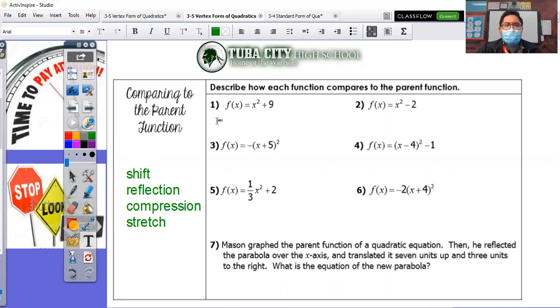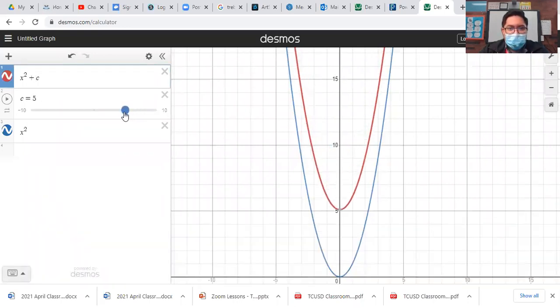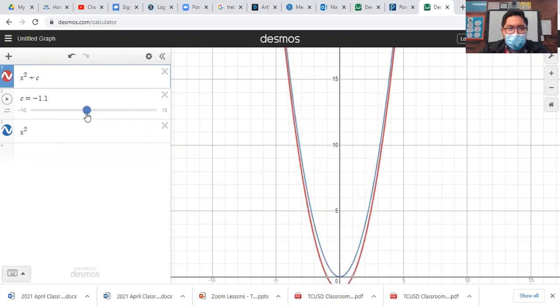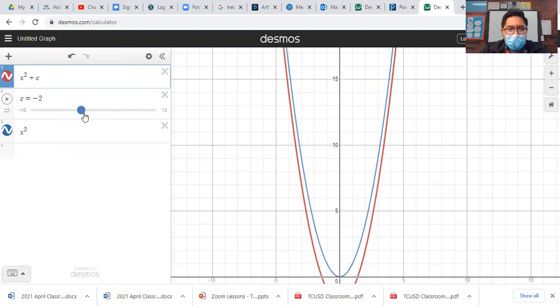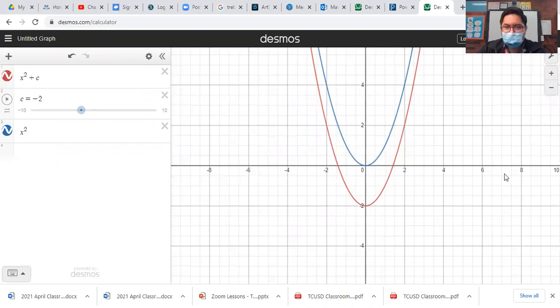So when we looked at the graph, we can see that this one here is going to be a shift up of 9, and that's the only thing that's happening with that first one. So let's go ahead and move on to number 2. I've got x squared minus 2. Switch back over here, shift, and we're going to change this to -2. Luckily, I have a slider, so I'm just going to move this down to -2. There we go. Yep, just a shift down 2.